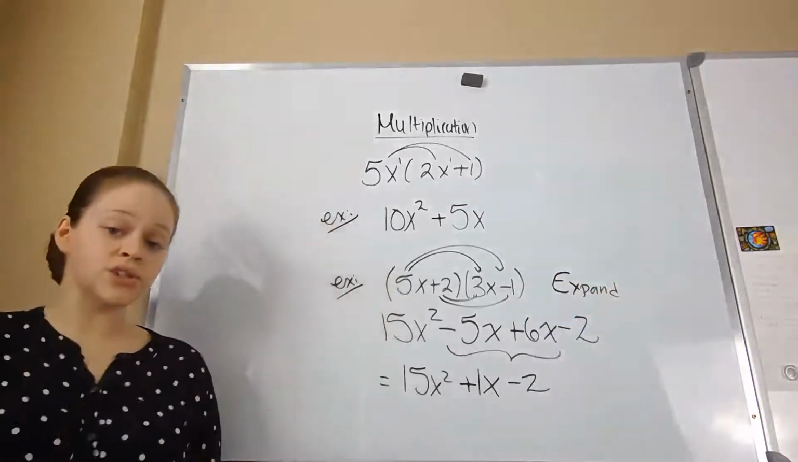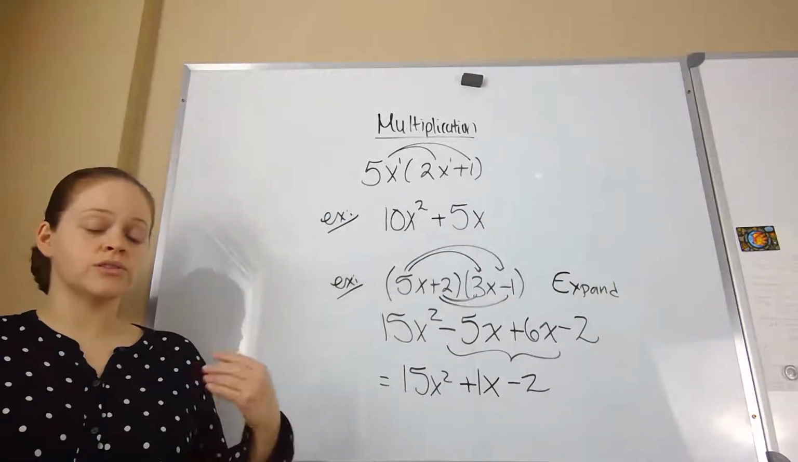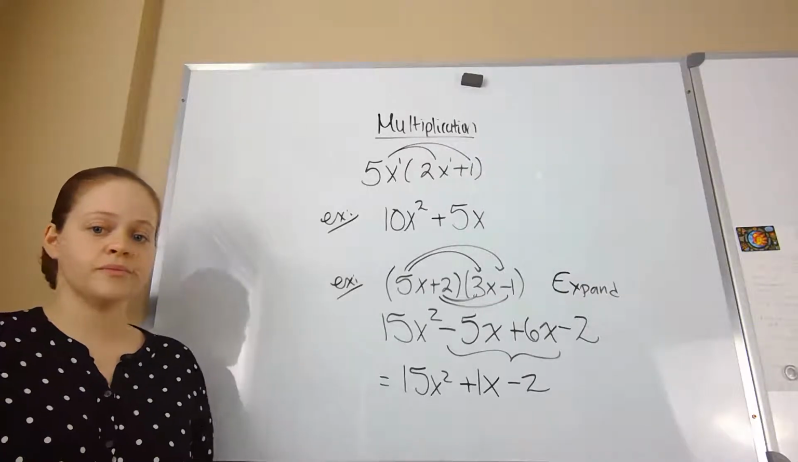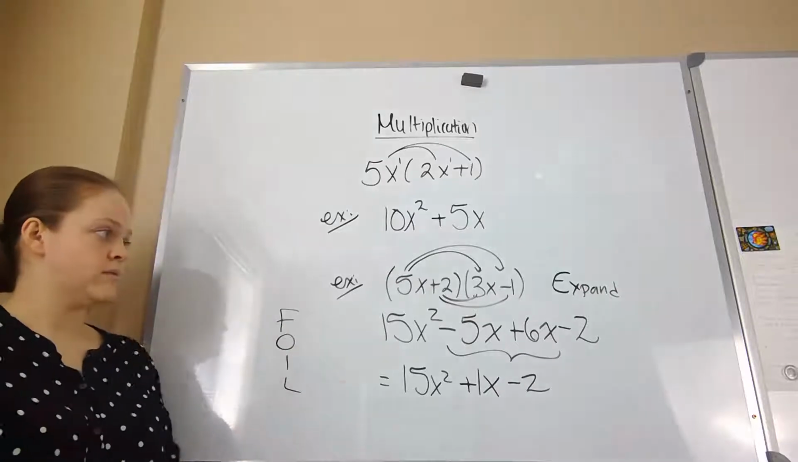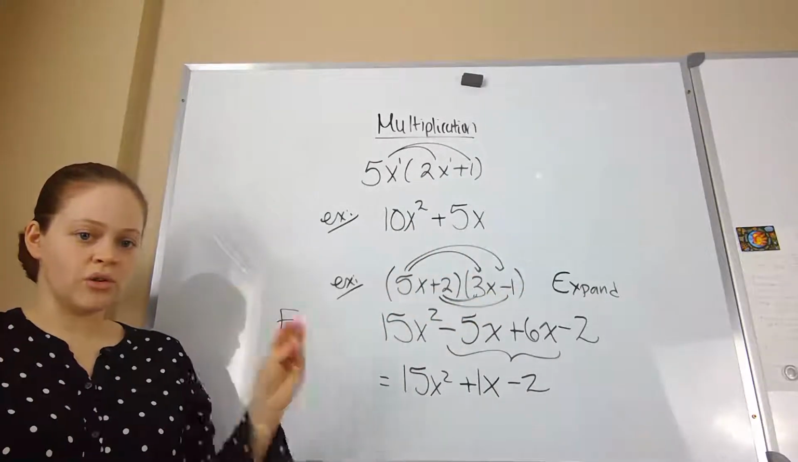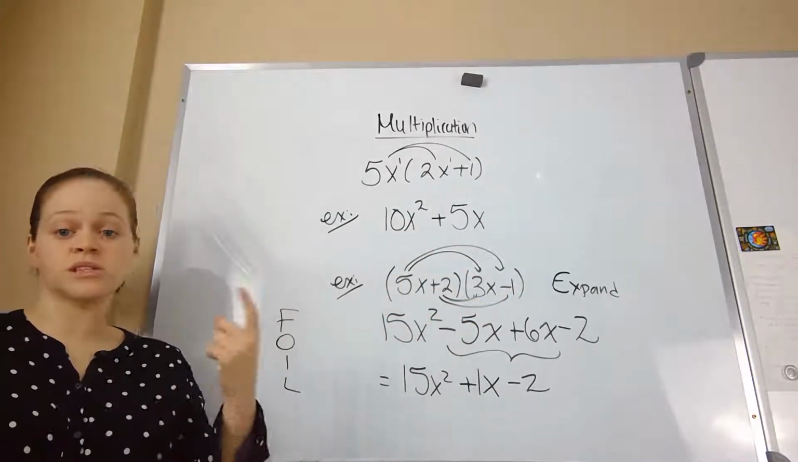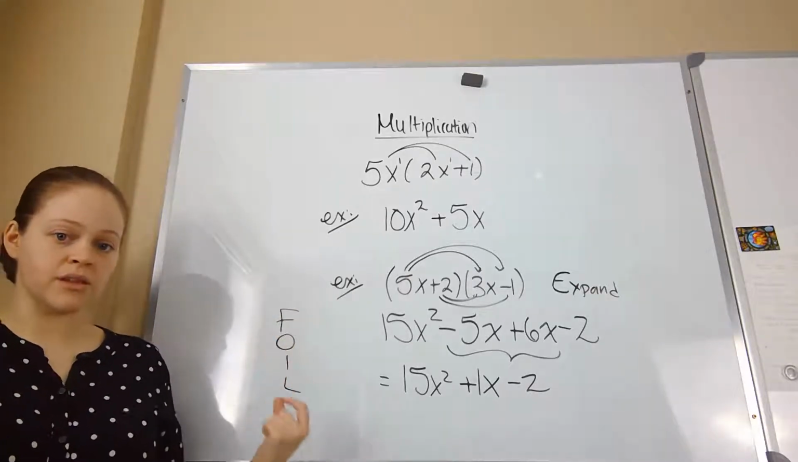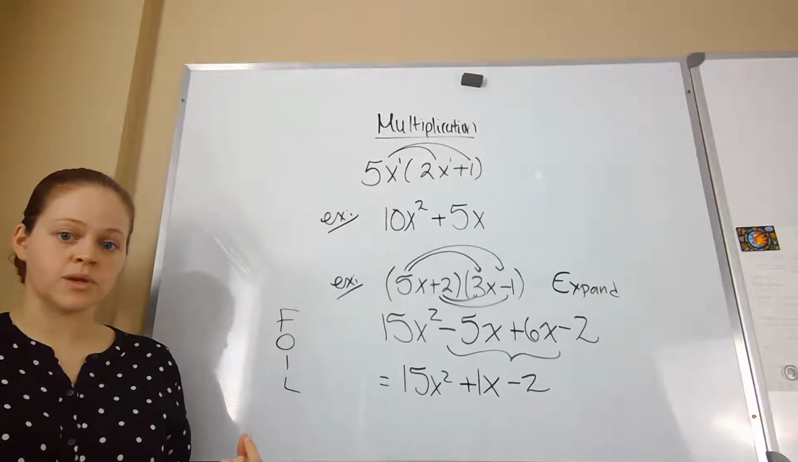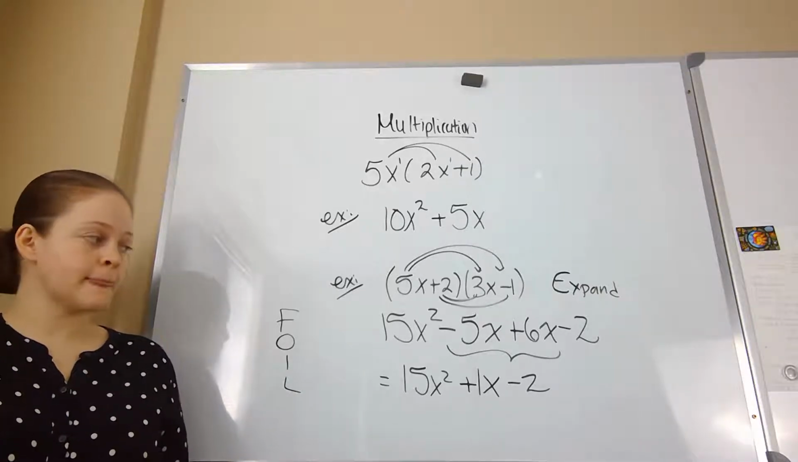And the way we do it is called FOIL. So first, outside, inside, last. F-O-I-L. But it's actually called expanding. So in your questions, you'll see expand this or simplify this. You will not see FOIL this, because FOIL is a method on how to do this. Okay? Super important.